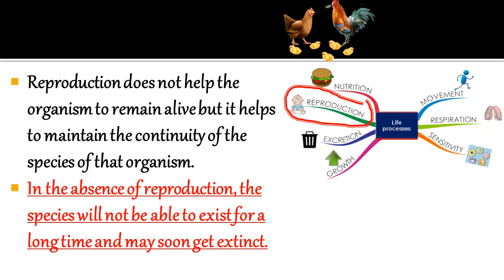And in the absence of reproduction, the species will not be able to exist for a long time and may soon get extinct. That means if reproduction does not take place, if the new generation does not continue, the species will go extinct very soon. That is why it is an essential life process of living organisms.